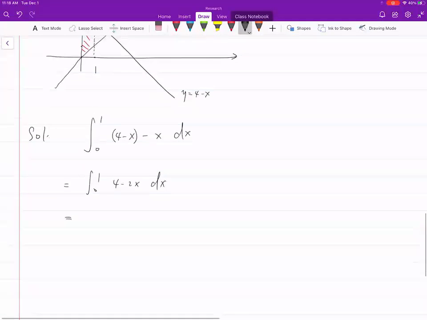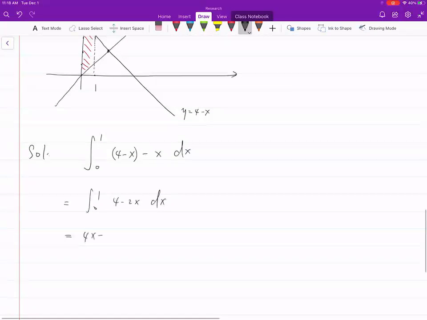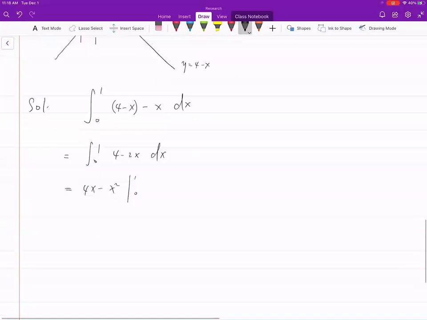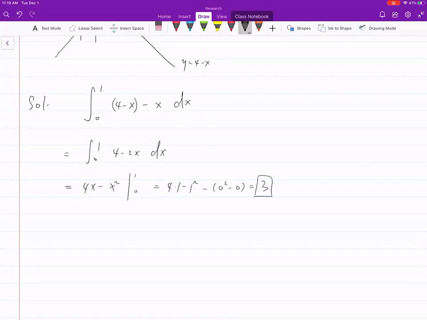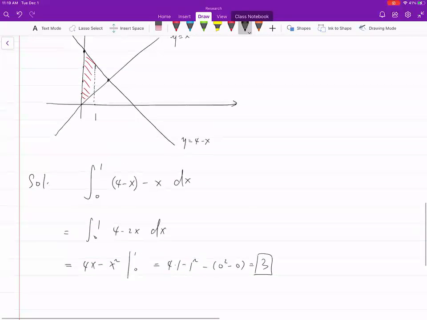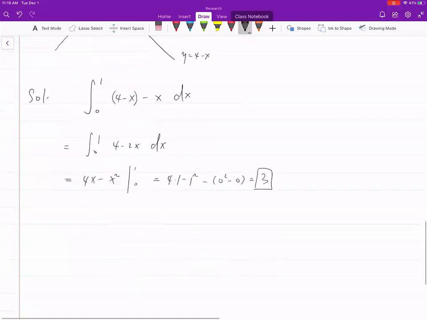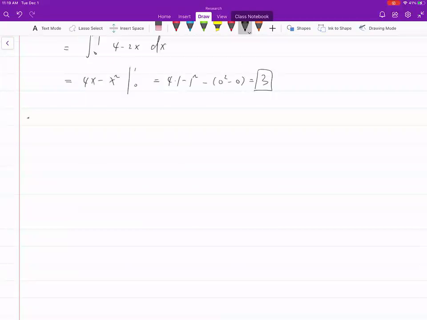Super easy. Plug in 1. Plug in 0. Which give you 3. Sounds good? So you can forget about the geometry now. If you know the curve, both curve, you can just do the integration. That's nice.